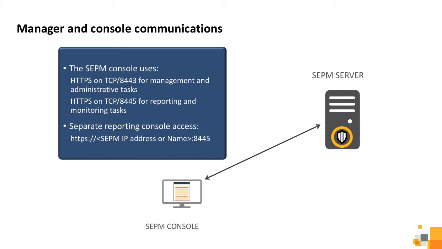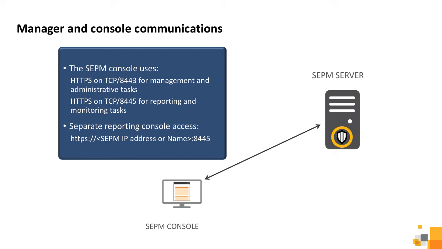If the default configuration is used at the time of installation, the SEPM communicates with the SEPM console using HTTPS on TCP 8443 for all management and administrative tasks. This is the port that is used when viewing the policies, clients, and admin pages of the console. TCP 8445 is the port that is used for the home, monitors, and reports pages of the console.